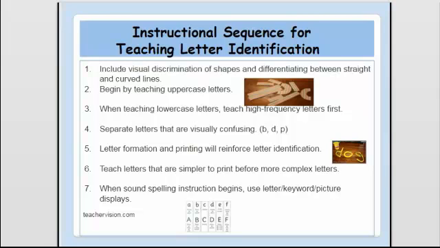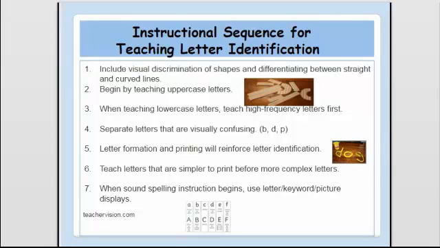When teaching lowercase letters, teach high-frequency letters first. Separate letters that are visually confusing. Ensure students master the first letter prior to introducing a similar letter. After both letters have been mastered individually, provide sorting activities to reinforce the differences between the two letters. Letter formation and printing will reinforce letter identification. When possible, teach letters that are similar to print before more complex letters.